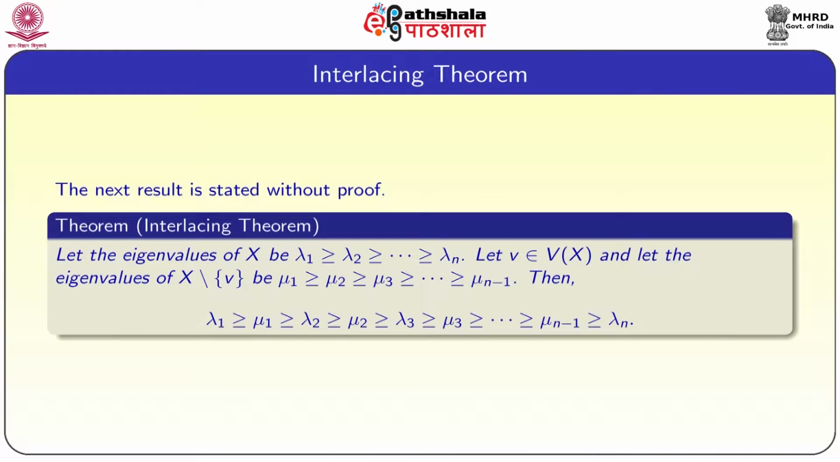Now we are going to study the interlacing theorem. The next result is stated without proof. Let the eigenvalues of X be lambda 1 greater than or equal to lambda 2 and so on, greater than or equal to lambda n. Let v be a vertex of X, and let the eigenvalues of X minus v, the graph obtained by deleting vertex v from the graph X, be mu 1 greater than or equal to mu 2 and so on, greater than or equal to mu n minus 1. Then lambda 1 is greater than or equal to mu 1, which is greater than or equal to lambda 2, and so on, mu n minus 1 is greater than or equal to lambda n. That means the eigenvalues of X minus v lie in between, and in fact interlace, the eigenvalues of the graph X.